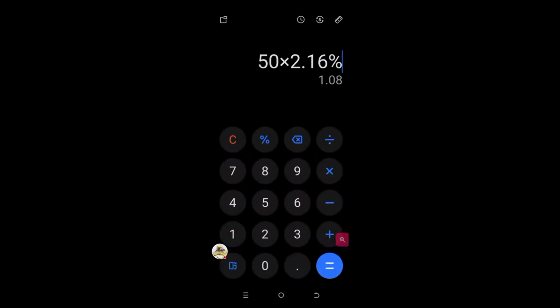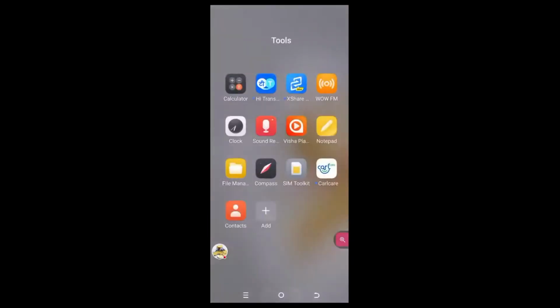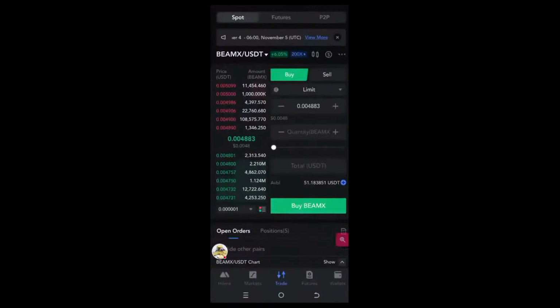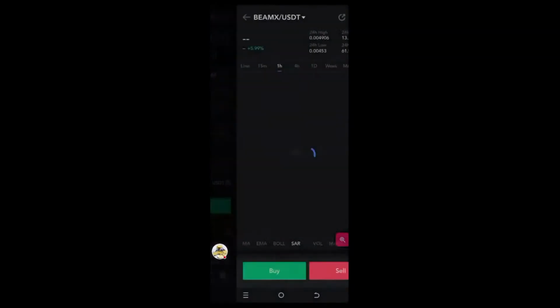So let me put in 2.36. I'll just check that out. Am I correct? Yes, I'm correct. I remember it from one of the trades I did earlier. That's why I can remember. So that's 2.36% that we got from Mexi. Beautiful, beautiful, right? Let's check the charts and see what is going on there currently.